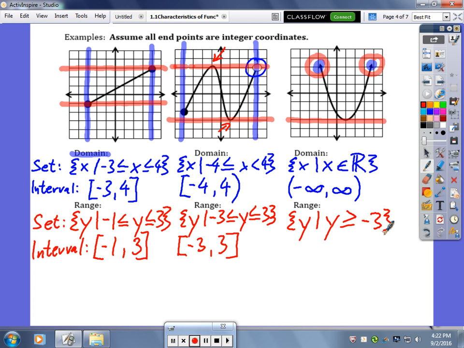In interval notation, we are going to write open bracket negative 3, comma, infinity, closing parentheses. Whenever we have infinity, we always have parentheses. We never use brackets because infinity is something that we can never reach, so it's never actually part of our range or our domain. This is the first part of this lesson, and we're going to continue with the second part in the second video.